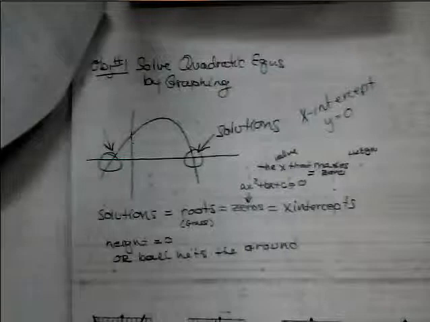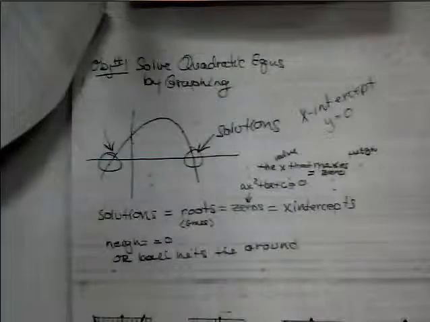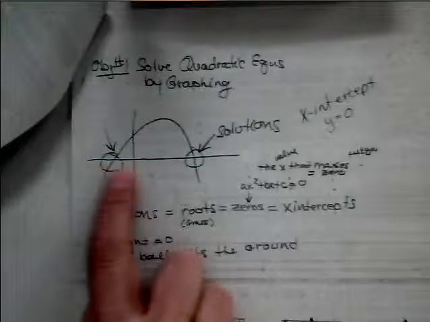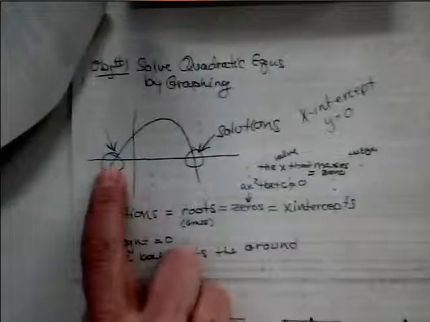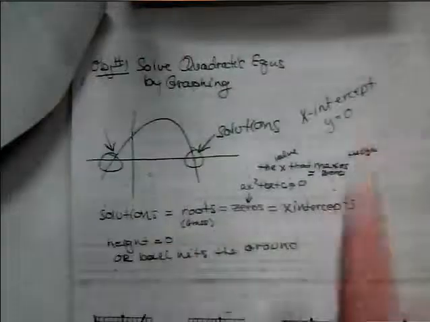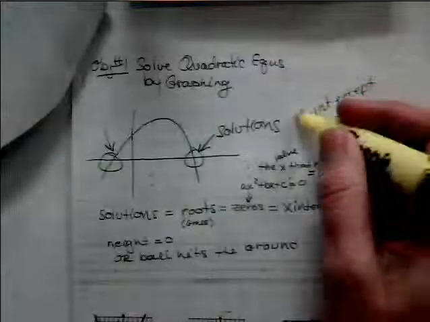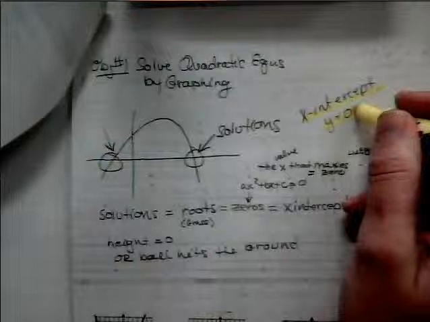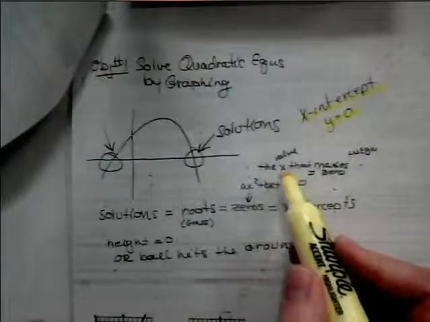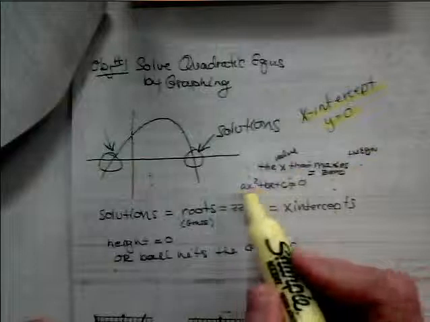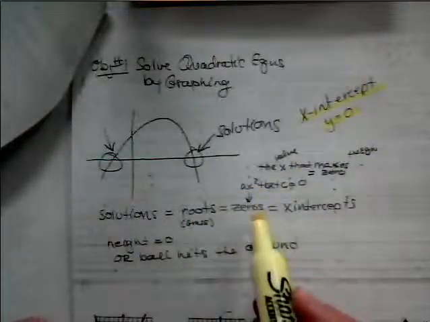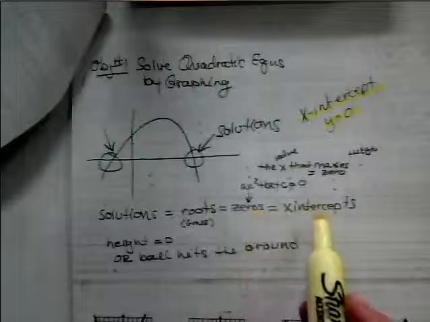When we solve quadratic equations by graphing, we find the solutions. If you remember Angry Birds, we find the solutions where the graph crosses the x-axis. So let's think about that. If it's an x-intercept, then we know that y has to be 0. So if that's true, then it's the value of x that makes this whole equation 0. So solutions are the same as roots, are the same as zeros and x-intercepts.